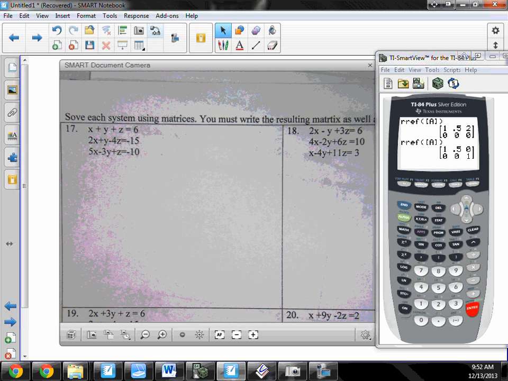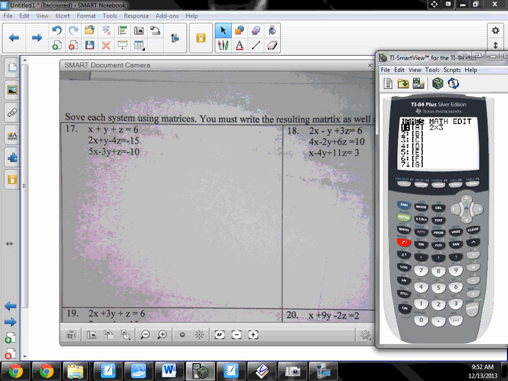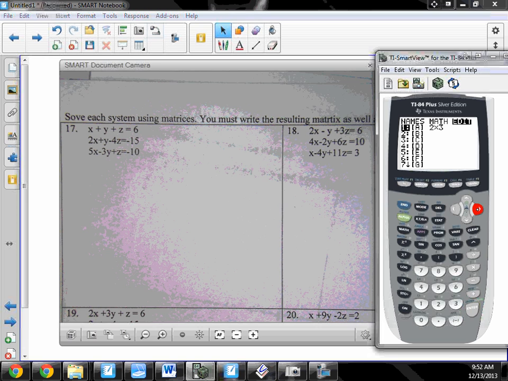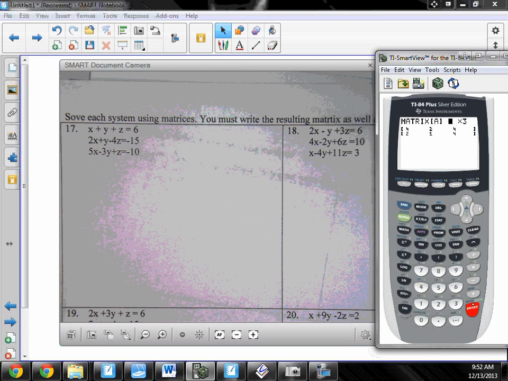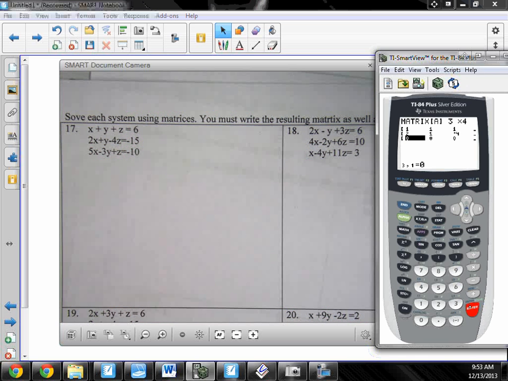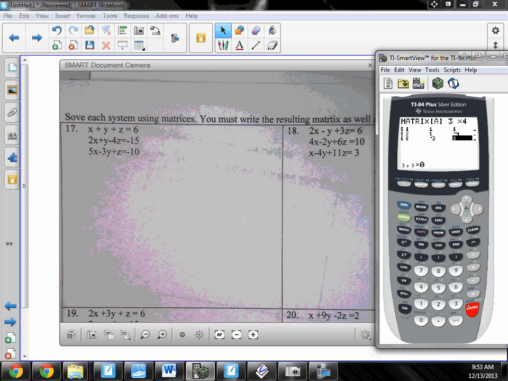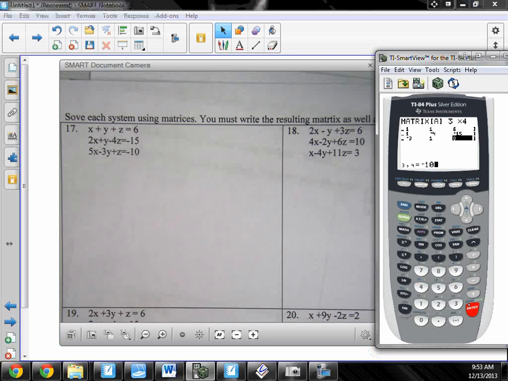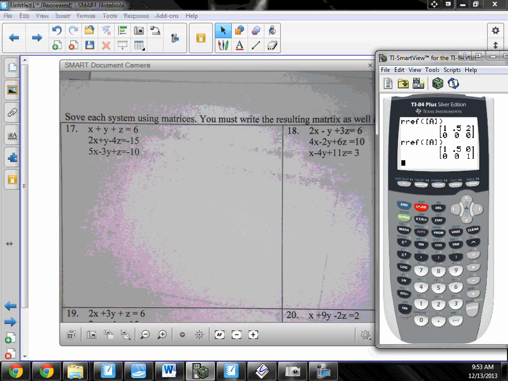So go into your matrix. Go over to edit. How big is this matrix? 3 by 4. So 3, enter, 4, enter. So then I put in 1, 1, 1, 6, 2, 1, negative 4, negative 15, 5, negative 3, 1, and negative 10. Then I do RREF.